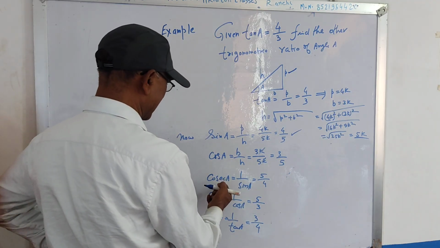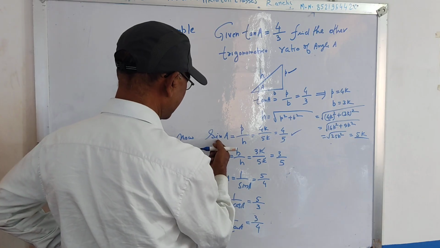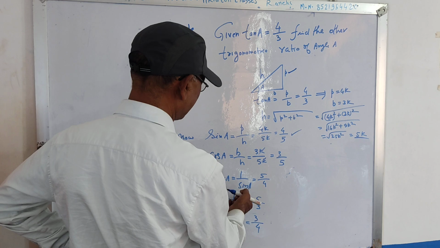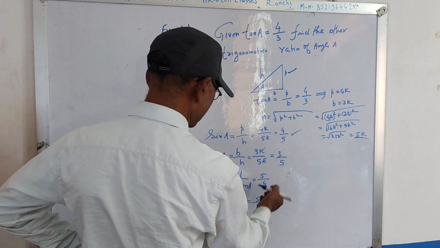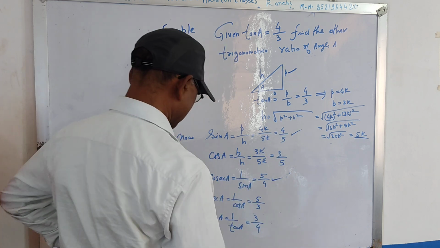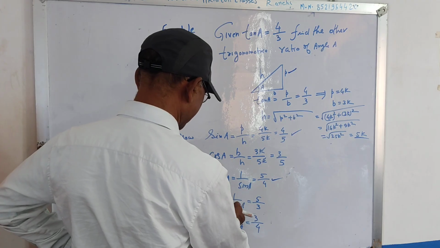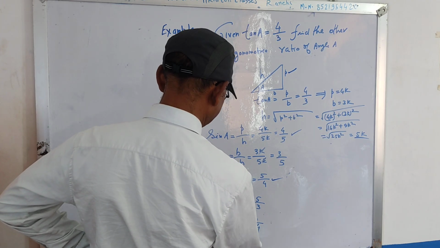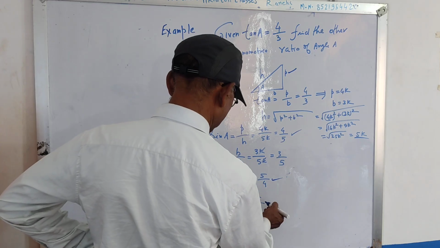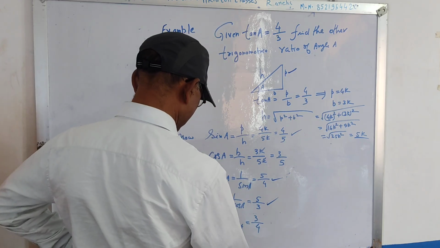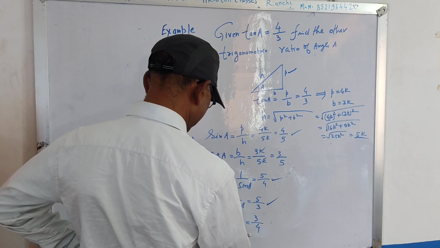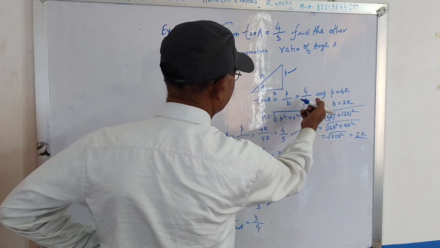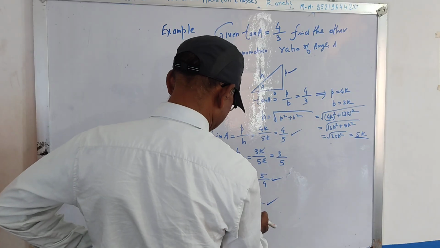Then cosec A is the reverse of sine A. Cosec A is equal to 1 by sine A. So sine A is equal to 4/5, so this will be 5/4. Sec A is the inverse of cos A. The value of cos A is 3/5, so sec A will be 5/3. Cot A is the inverse, 1 by tan A. Tan A is already given here as 4/3, so this will be 3/4.